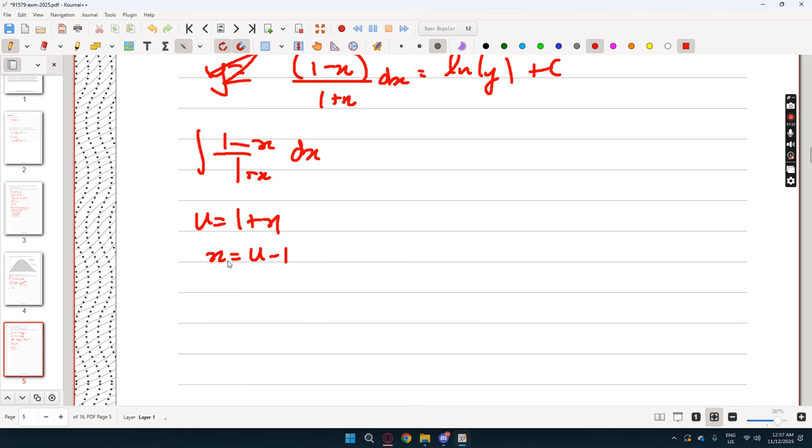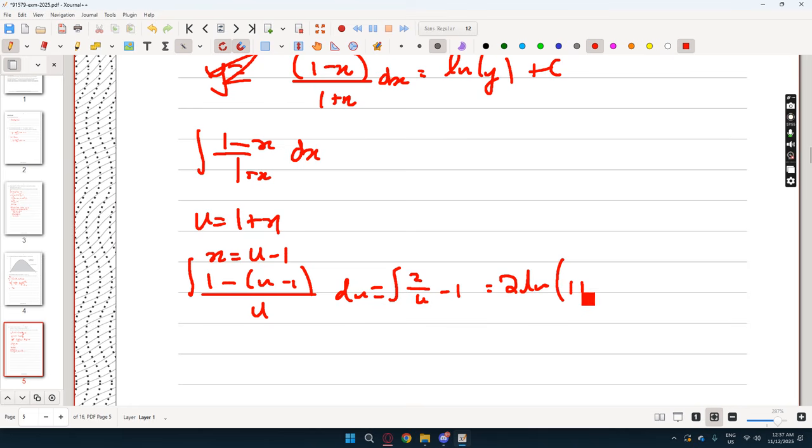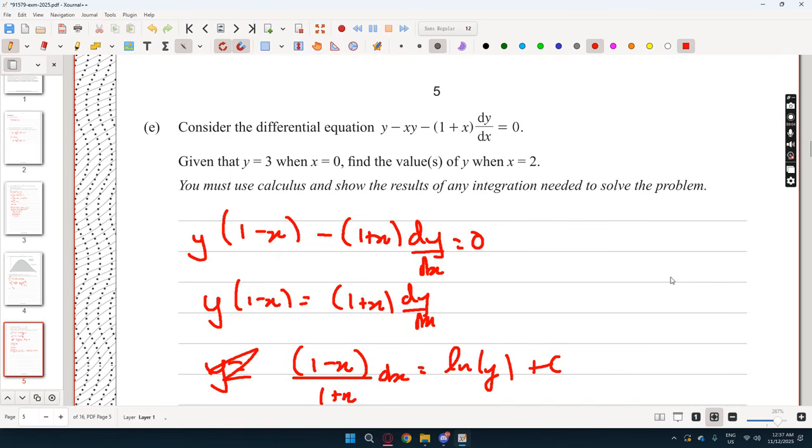Oh, Jesus. x equals u minus 1. So we have the integral of 1 minus u minus 1 on 1 plus x, which is u, du. That's 2 minus u on u, so that's the integral of 2 minus u on 2 and u minus 1. So that's 2 ln, well, u is 1 plus x, minus u, so minus x. And that equals ln of y plus c.